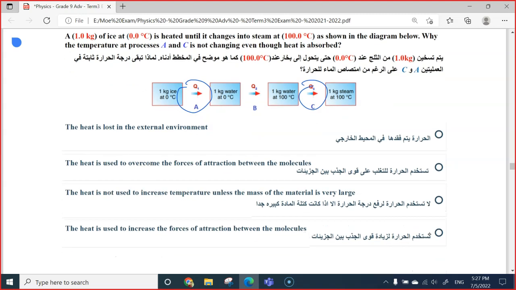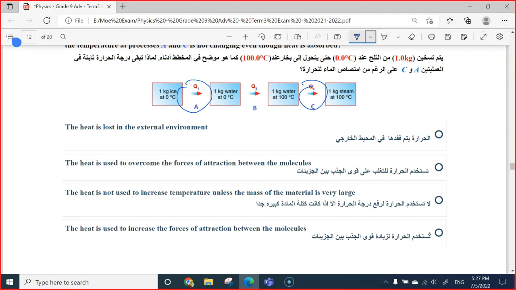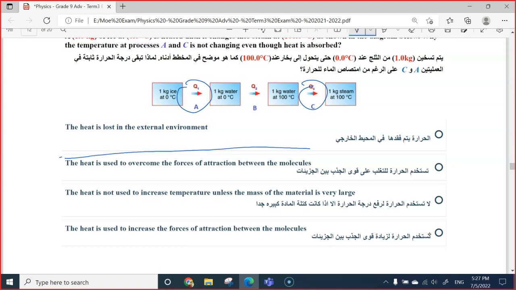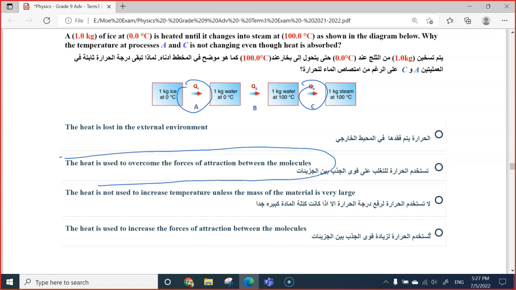So during change of state, the temperature will not increase. The reason is the absorbed thermal energy will be used to overcome the forces of attraction between the molecules. So the heat absorbed is used to overcome the forces of attraction between the molecules during change of state.